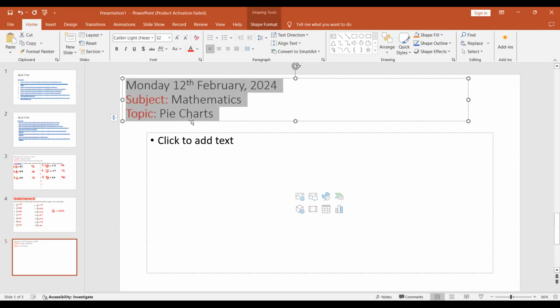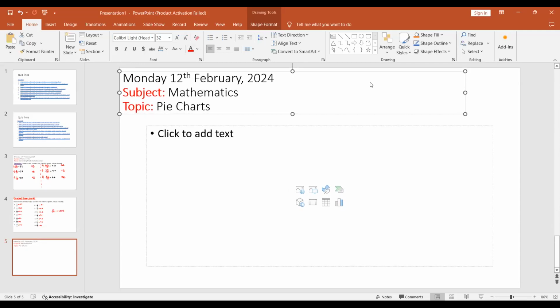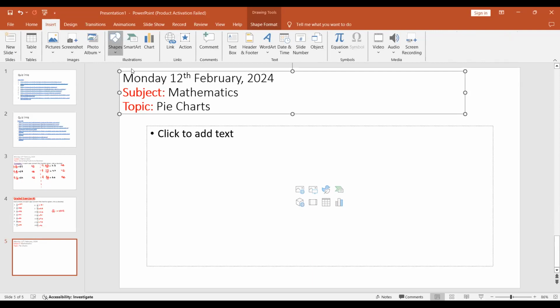Is there anyone here who has done pie charts before? Yeah, we just finished with that like one or two weeks ago. Okay, that's good. Anyone else? I did in grade 8. In grade 8, okay, good.